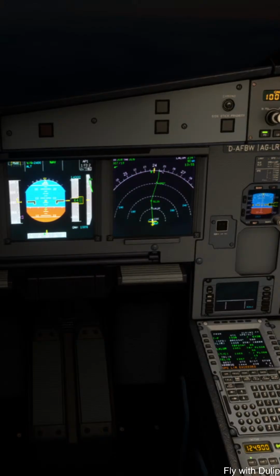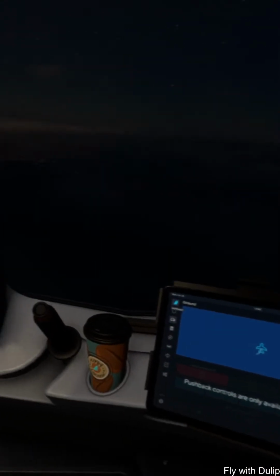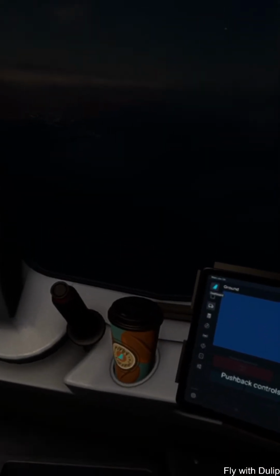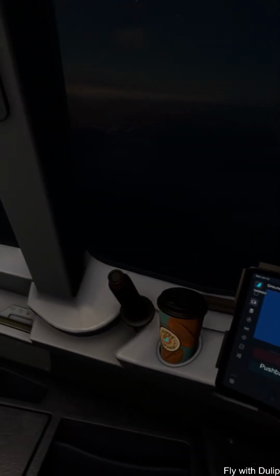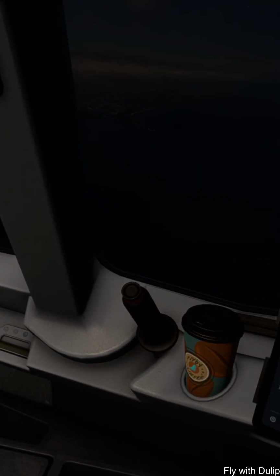I think initially my throttle had not moved forward because the takeoff speed for me was enough. You can see we are leaving the Sri Lankan ground. You can see that on the screen itself.